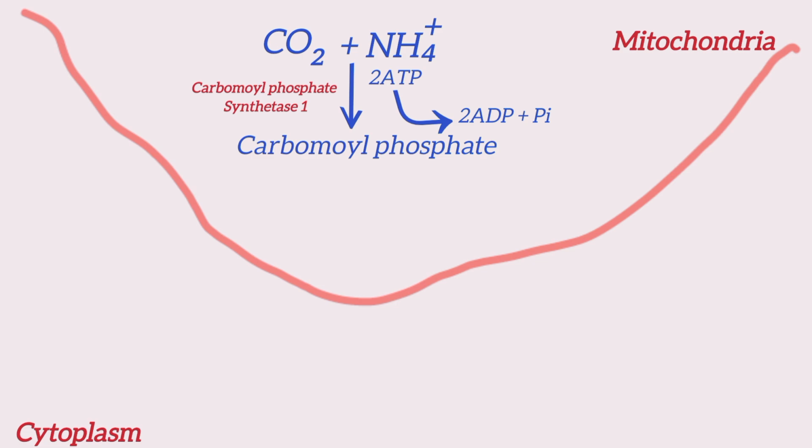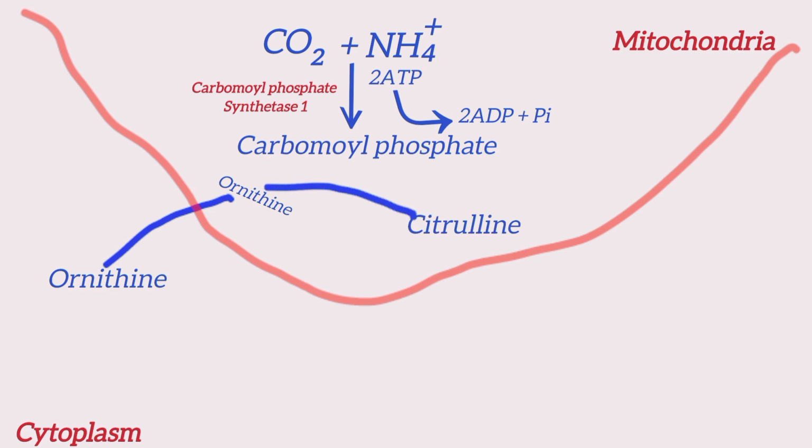The next reaction involves the synthesis of citrulline, which requires ornithine, which is present in the cytosol. The ornithine is transported to the mitochondria. On getting to the mitochondria, carbamoyl phosphate transfers its carbamoyl group to ornithine, forming citrulline and releasing inorganic phosphate. This reaction is catalyzed by ornithine transcarbamylase.